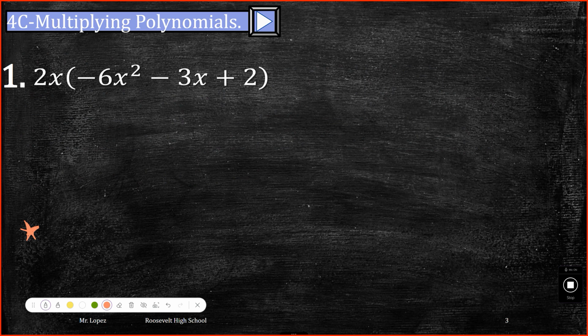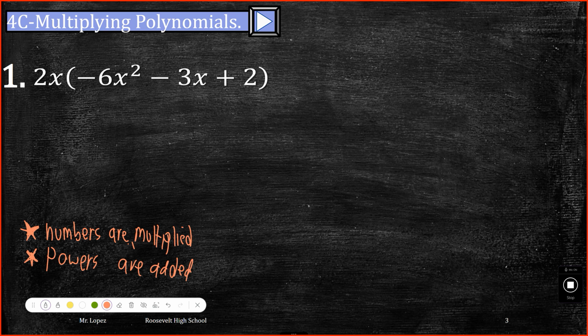Coefficients are the numbers. I call them numbers. Numbers are multiplied. And I called it powers, which is the exponents. Powers are added. And then we combine like terms.